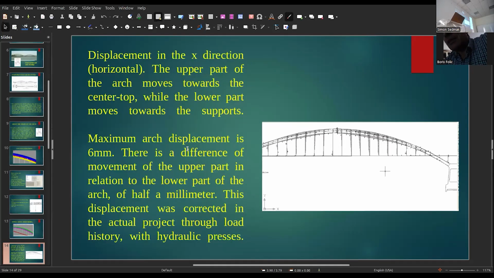And the displacement in the x direction, horizontal: the upper part of the arch moves towards the central top, while the lower part moves towards the supports. Maximum arch displacement is 6 millimeters. The difference of displacement of the upper part in relation to the lower part of the arch is half a millimeter. This displacement was corrected in the actual project with hydraulic presses.